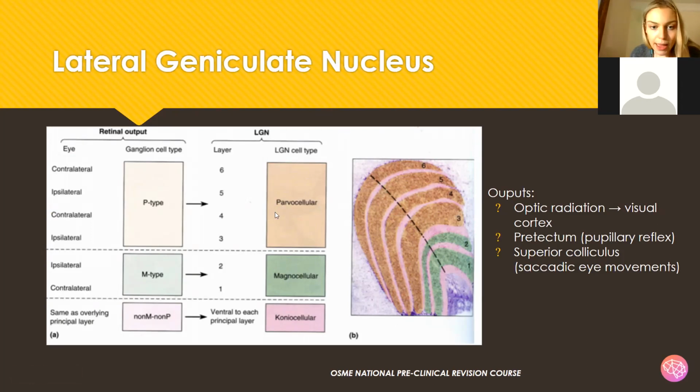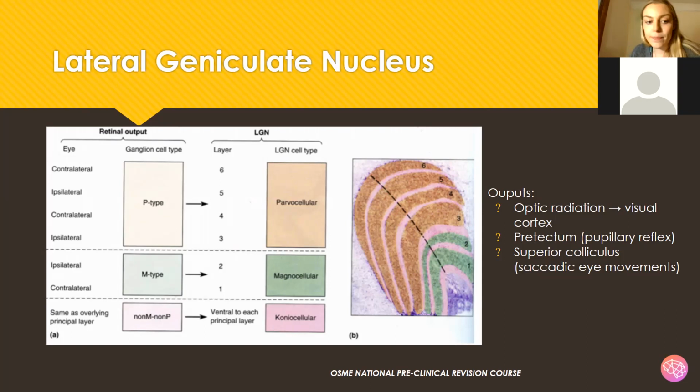And then our parvocellular LGN cells are in layers 3 to 6, and these receive input from parvocellular ganglion cells. And then these have smaller receptive fields.